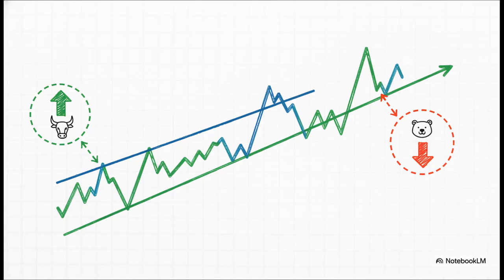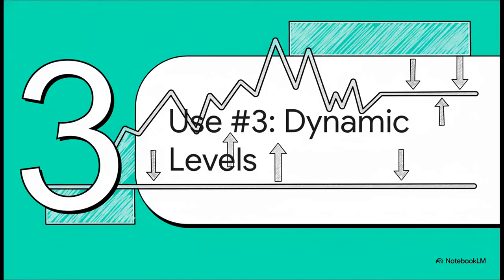So here's what that actually looks like. When that fast line crosses above the slow line, that's your bullish signal. It's a hint that a new uptrend might be starting. And you guessed it, when the fast line crosses below the slow one, that's your bearish signal, warning you that the good times might be over. And that brings us to our third and final use.